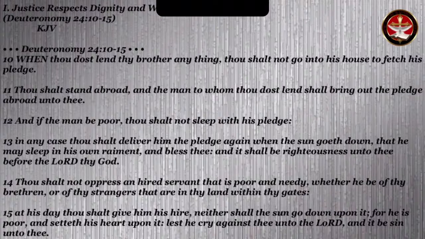13 In any case thou shalt deliver him the pledge again when the sun goeth down, that he may sleep in his own raiment, and bless thee, and it shall be righteousness unto thee before the Lord thy God.